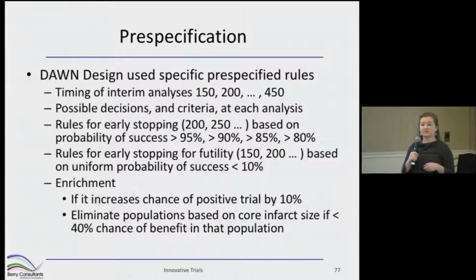And then we would calculate what's the predictive probability of success with the full population. What's the predictive probability of success if we restrict it to 45 and below? What's the predictive probability if we restrict it to 40 and below? And if by doing that, enrichment could increase the probability of a successful trial, then we would enrich.